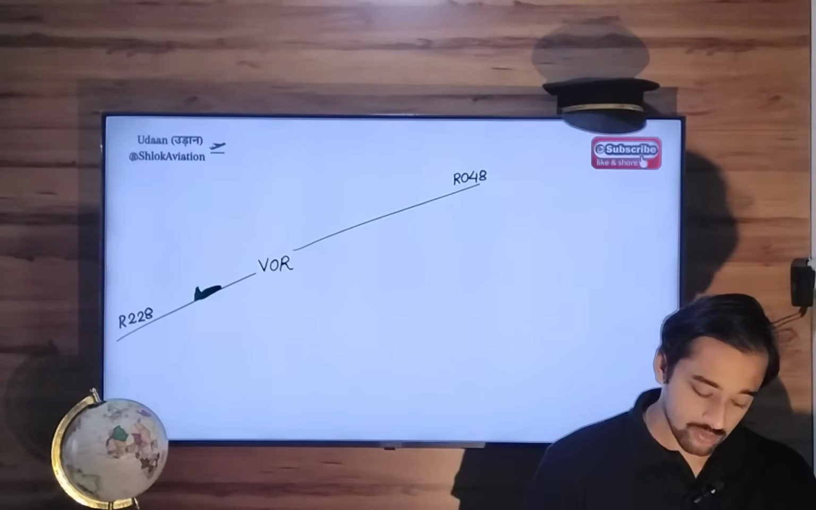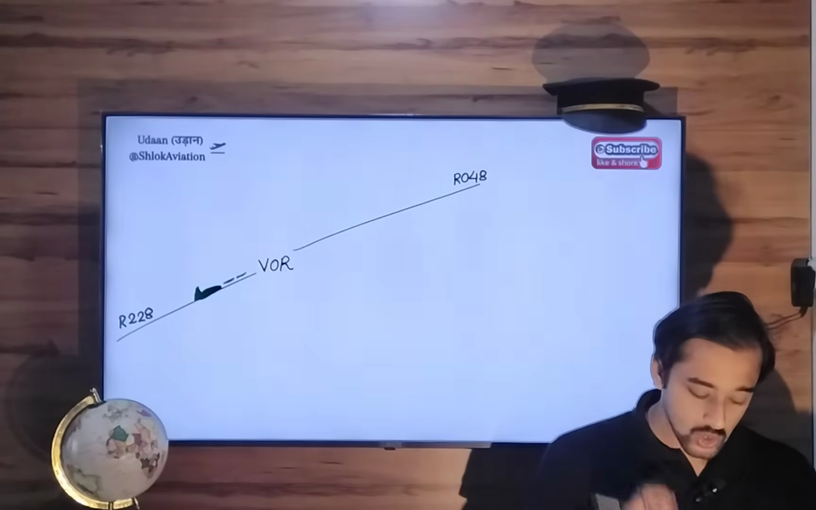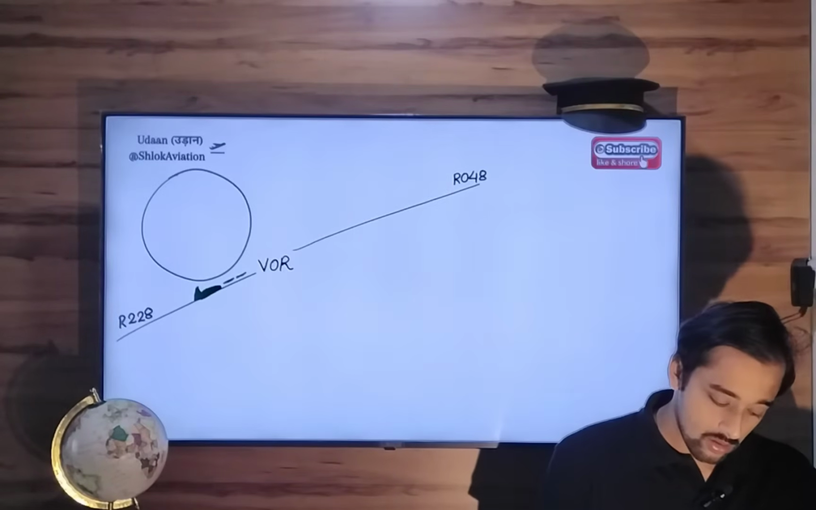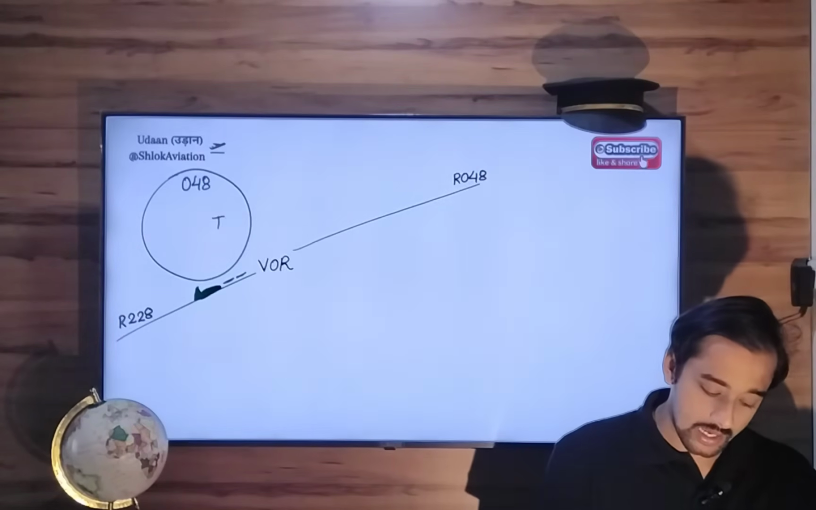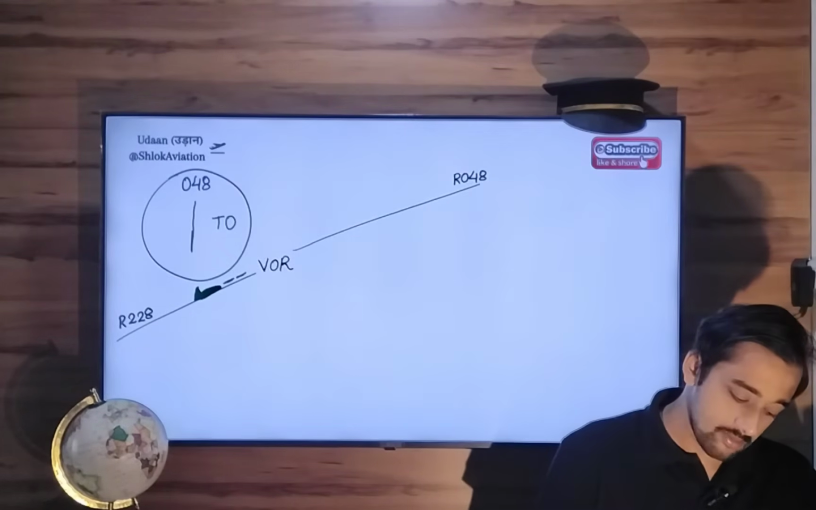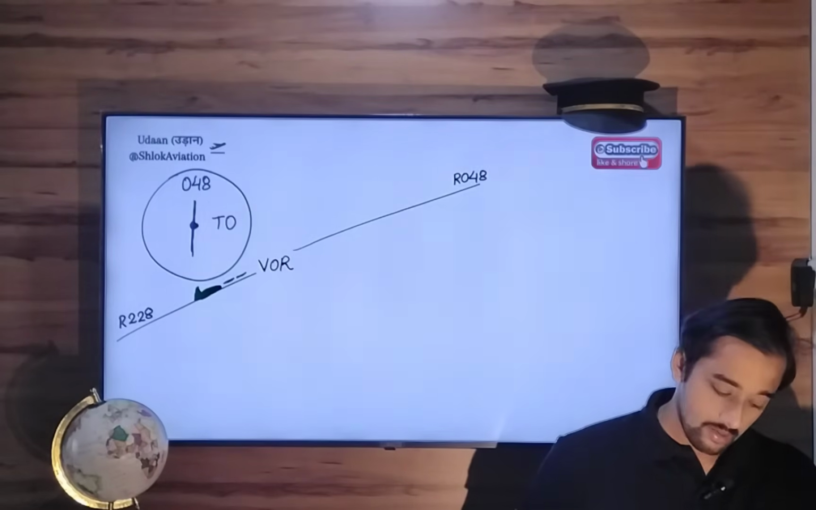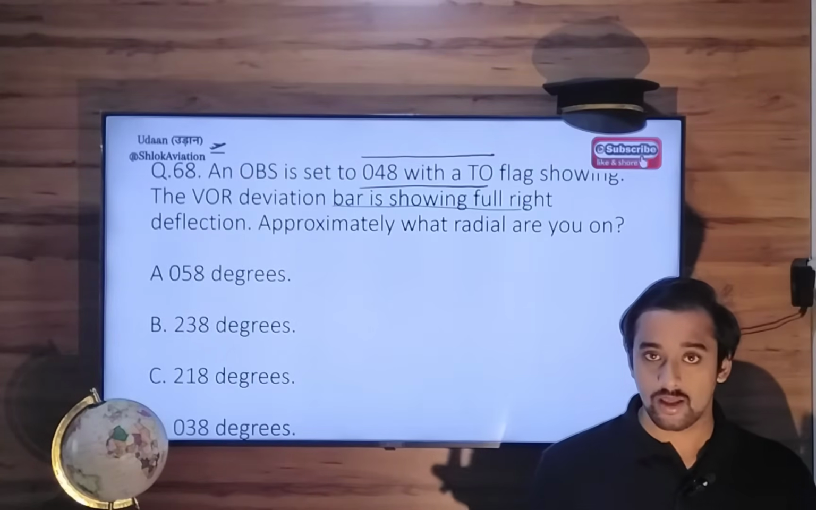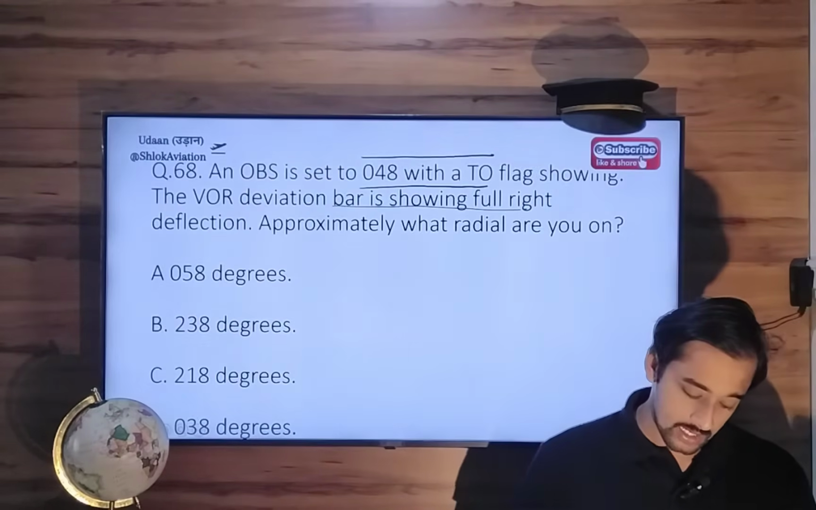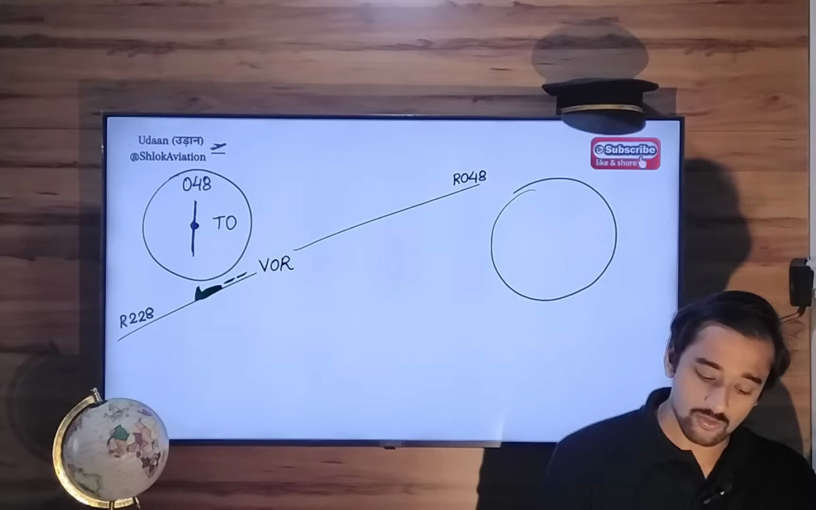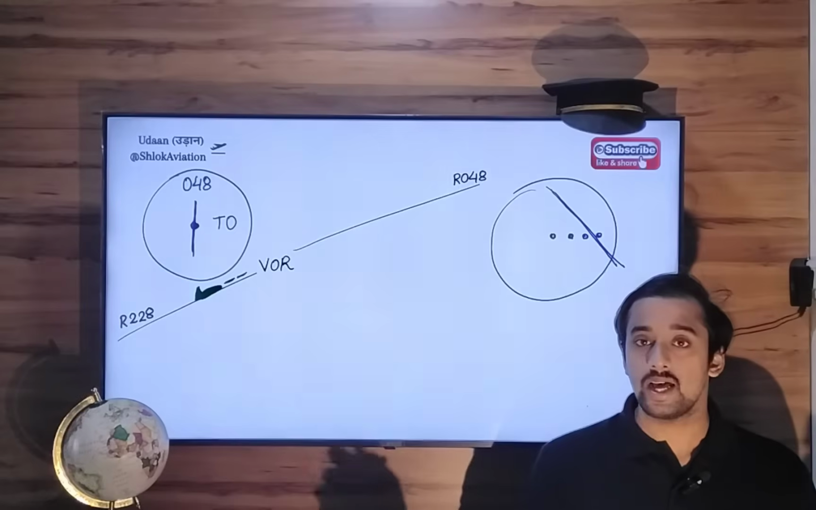Okay, that's why he has put in his OBS selector 048, to obtain a TO indication. The CDI needle should remain in the center provided the aircraft is in the center. But in the question it stated the bar has moved full right. The CDI needle has moved to the right hand side. So instead of being in the center, the CDI needle has moved to the right hand side.